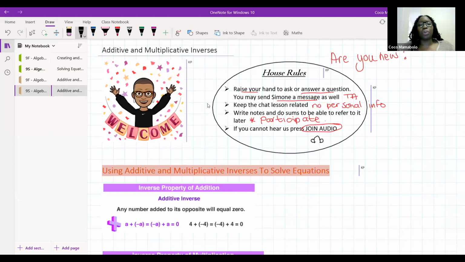Okay, let's jump into what we're going to do today. We are going to be learning about inverses.